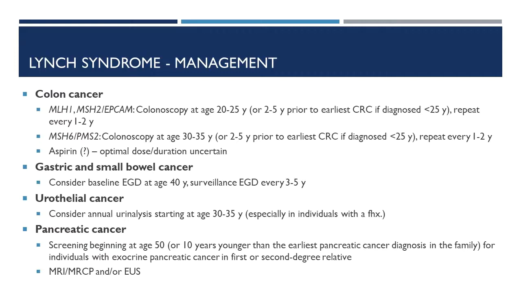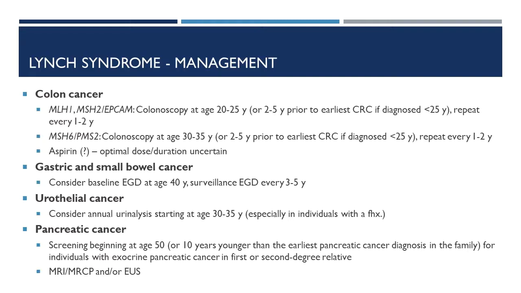Pancreatic cancer surveillance via MRI/MRCP and/or EUS may be considered for individuals with Lynch syndrome and a first or second degree relative with exocrine pancreatic cancer on the same side or presumed to be on the same side of the family as the identified mutation. Of note, with the exception of MLH1, there are limited data on pancreatic cancer risks among carriers of mutations in the other Lynch syndrome genes, and no apparent increased risk for pancreatic tumors in PMS2 mutation carriers.